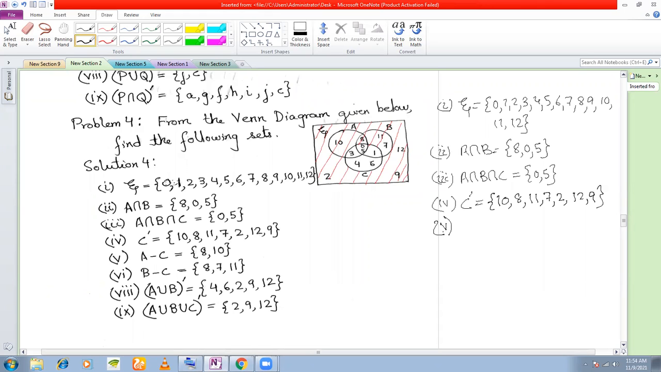Next one, number 5 is A minus C. Which one is A minus C? All the elements of A, but not of C. So which one should be A minus C? A minus C will be this part. All the elements of A, but you have to exclude the circle which is common between A and C, right? So what are the elements here in A minus C? Only 8 and 10 are there, right? So A minus C is, you understood?